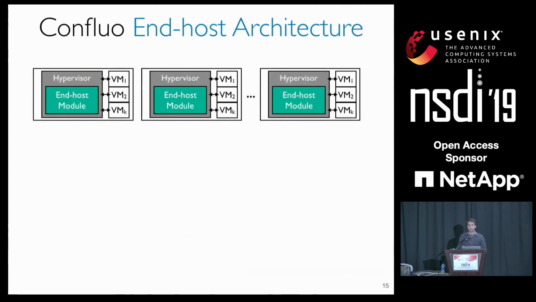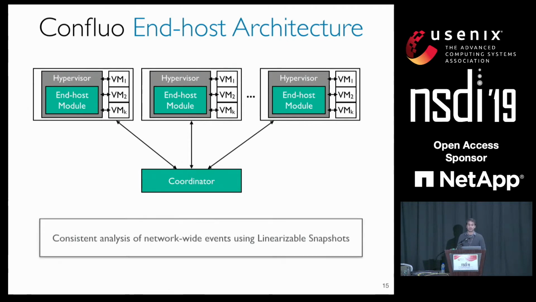Now, so far, I've only talked about monitoring and diagnosis in the context of a single end host, but often there will be issues where we want to diagnose network-wide events, which requires looking at multiple end hosts. To this end, Confluo uses a centralized coordinator that is capable of collecting and analyzing packet trajectories and packet telemetry data across the different end hosts in a consistent fashion using a specialized linearizable snapshot algorithm.